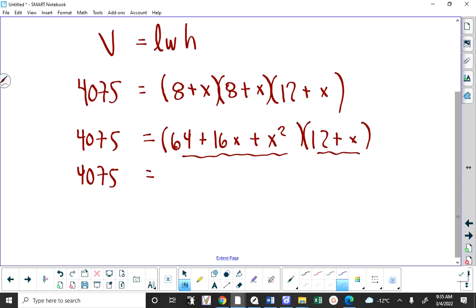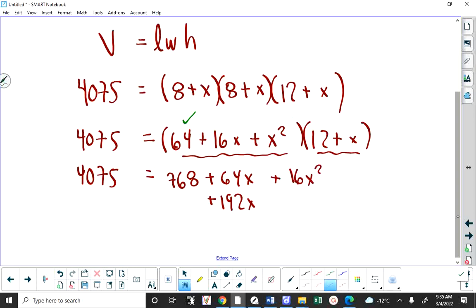And I believe it's 768. Then 64 times x, which is 64x. Then I'm done with the 64 now. Okay, so now I'm going to move on and look at the 16x. 16x times 12 is 192, I believe. 16 times 12 is 192x. And I'm just going to put that 192x with the 64x. 16x times x is 16x squared.